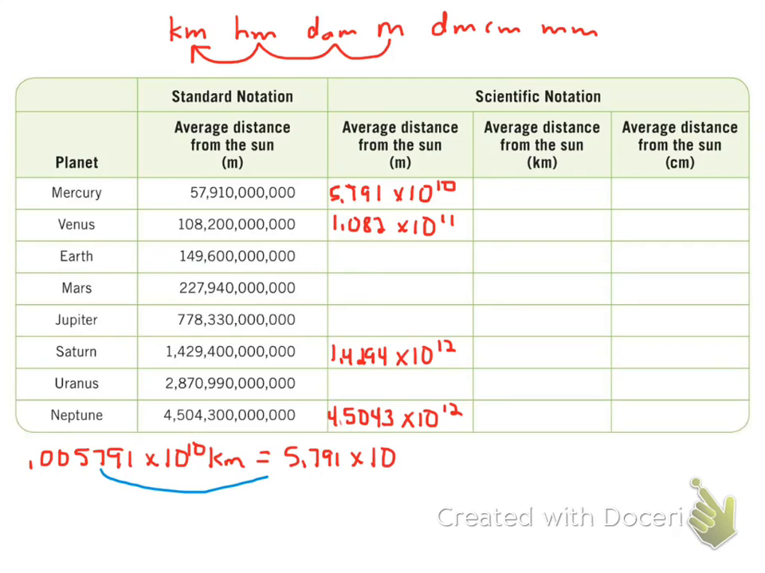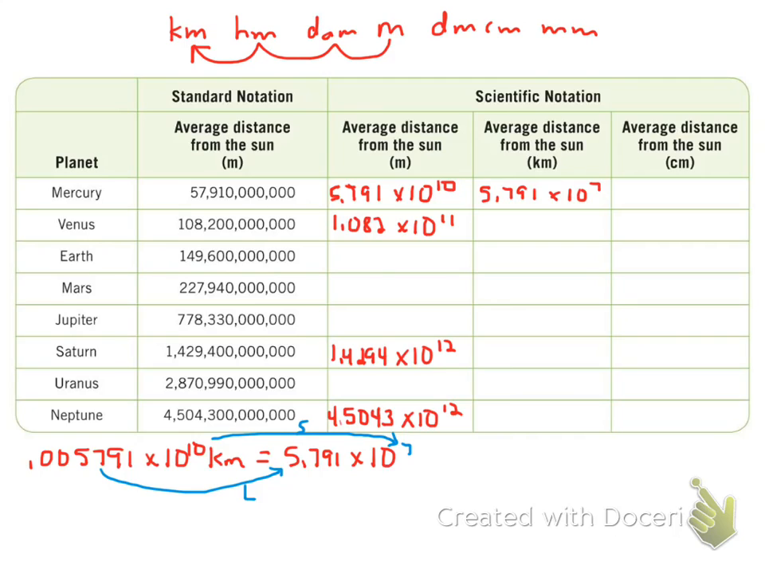This decimal number is becoming larger. What's going to happen to the exponent? Smaller. They go in opposite directions. We also moved 3 times, so the exponent is going to get smaller by 3, so it will become 7. So for Mercury, under kilometers, we have 5.791 times 10 to the 7th power.